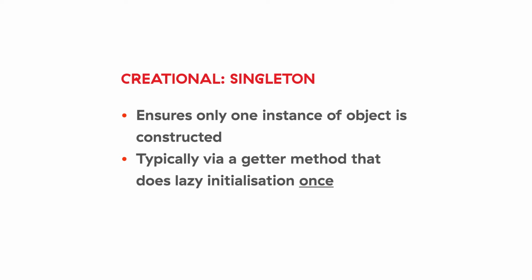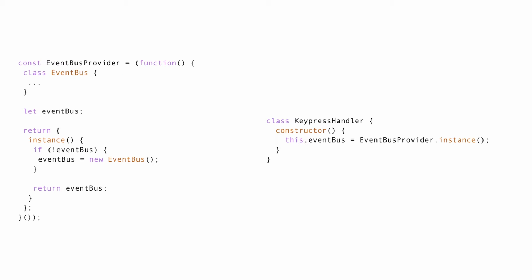One of the most basic creational patterns is a singleton. And a singleton is a simple pattern which guarantees that you have only one instance of some object in your code. And it's typically done using something called lazy initialisation, which means you don't create an object until you need it, and when you need it, you always return the same one.